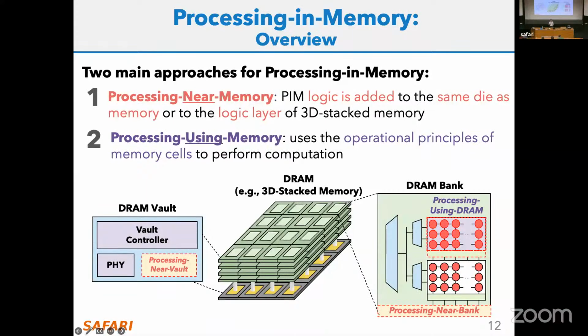The alternative is what we call processing using memory, which is a complete paradigm shift. We are not going to add any logic for doing computation. We are going to use the analog operating principles of the memory devices themselves for computation. We might add logic around the memory arrays to enable different types of computation, but still the primary means of doing the computation is going to be the operating principles of the memory device itself.